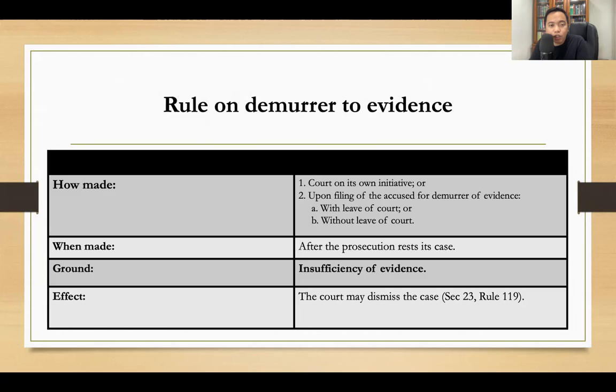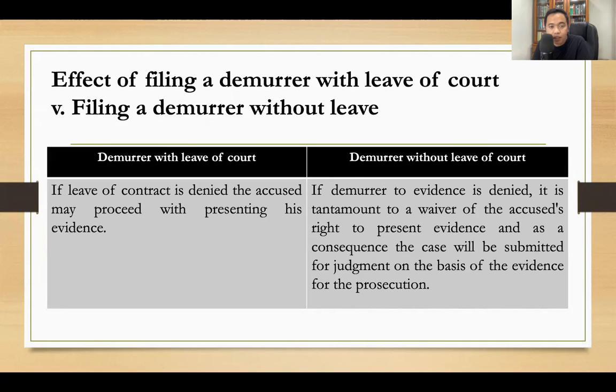Now, when do you file a demurrer to evidence? It is filed after the prosecution has rested its case, after the termination of the presentation of evidence by the prosecution. Again, the ground is insufficiency of evidence. Now, if the court sustains a demurrer to evidence, it will have to dismiss the case.